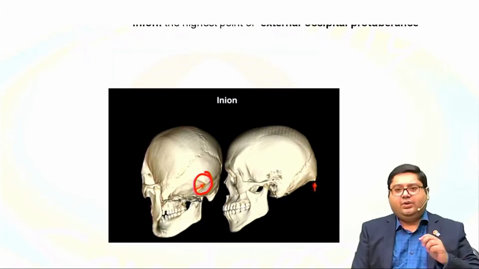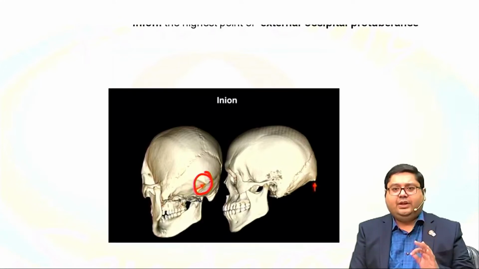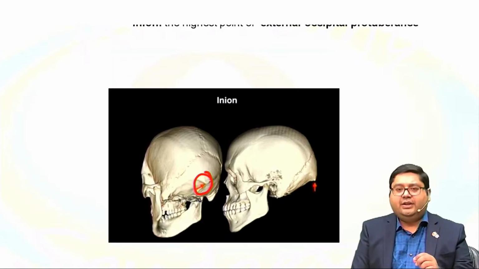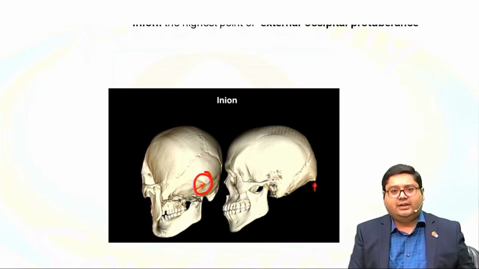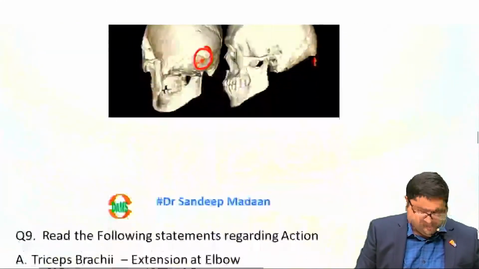But otherwise pterion is the most important part. Deep to it lies the anterior division of the middle meningeal artery, which is a branch of the first part of the maxillary artery. All the points are vital for you.